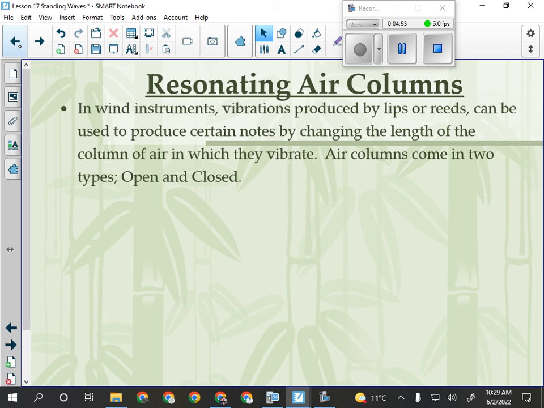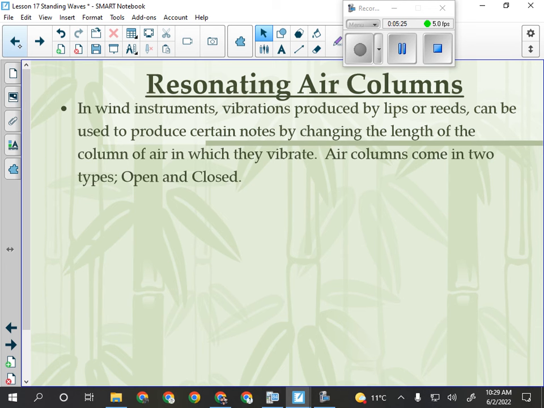So in our wind instruments, vibrations produced by lips or reeds can be used to produce certain notes by changing the length of the column of air in which they vibrate. Air columns come in two types, open and closed. Most musical instruments are open air columns, and there is a very good reason for that. Open air columns have a wider range of frequencies at which they will oscillate, which gives them a wider range of frequencies they can produce.